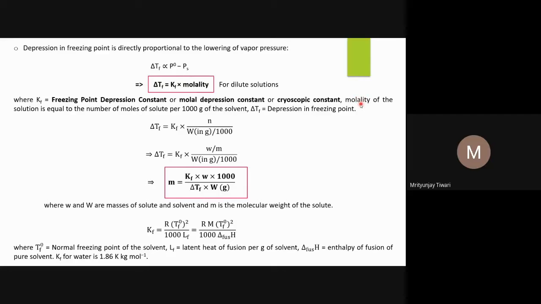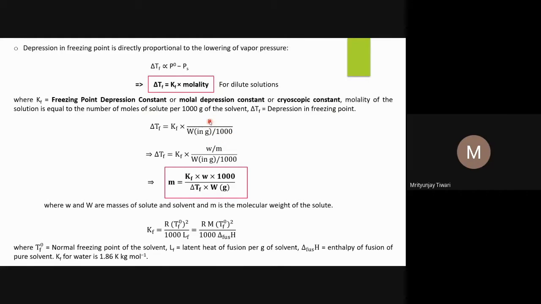This term means, so the molality of the solution is equal to the number of moles of solute per 1000 gram of the solvent. Per 1000 gram means 1 kilogram of the solvent. Delta TF is the depression in the freezing point we have just defined. Now I can write delta TF is equal to Kf and the molality, since molality is defined as number of moles of solute divided by mass of the solvent in kilogram. If the mass of the solvent is given in gram, I'll divide it by 1000.